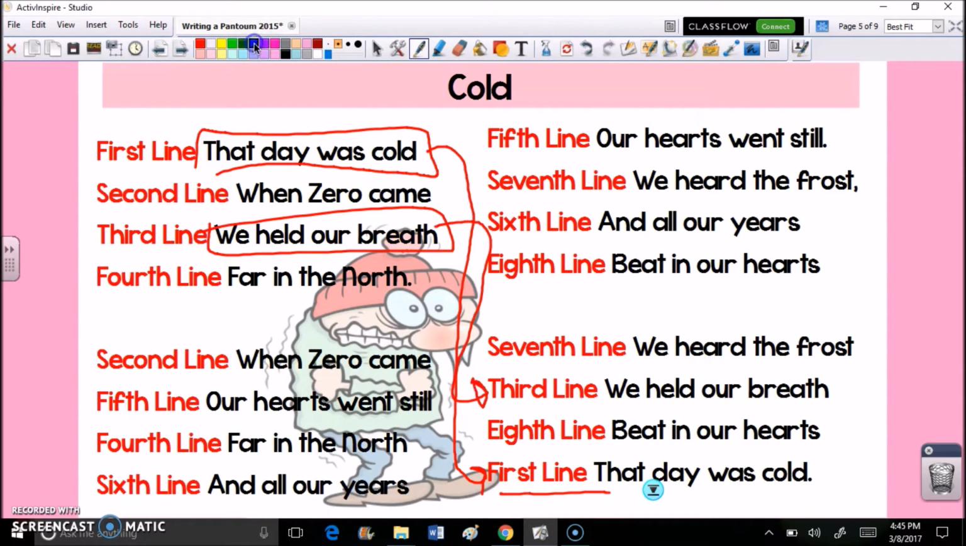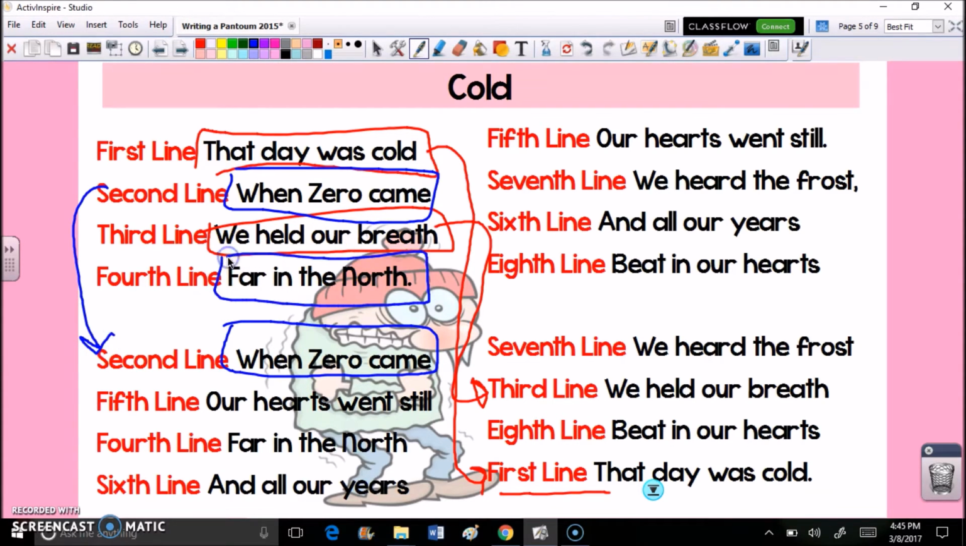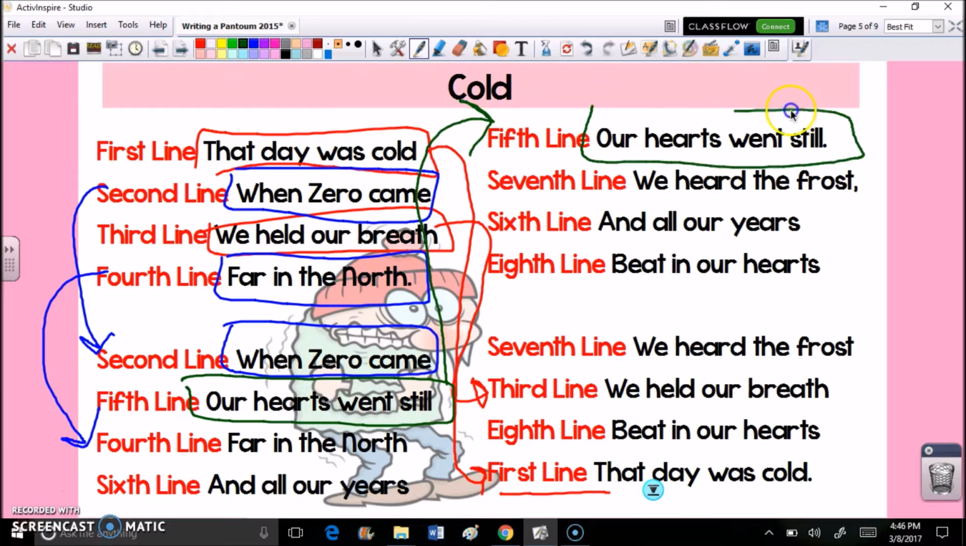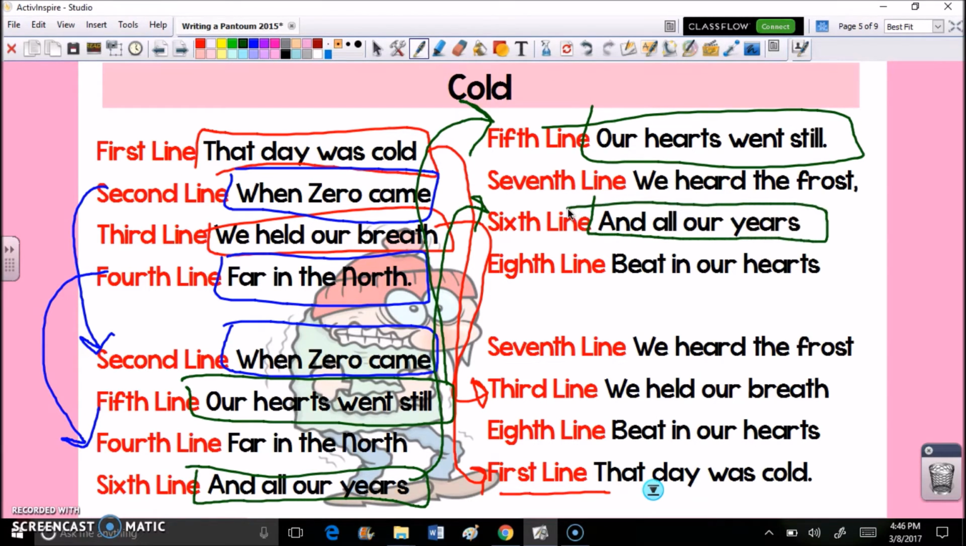But then you also have the second line, when 0 came, which gets repeated here in the next stanza, right? So the second line becomes the first line. Far in the north, the fourth line, becomes the third line of the second stanza. And then it's the same thing in this stanza. This is the second line of the second stanza, so our hearts went still becomes the first line of the next stanza. Same thing here. This is the fourth line of the second stanza, and all our years, so that becomes the third line of the following stanza. So again, every stanza repeats two of the lines from the stanza that came before. And you can track it throughout the poem.